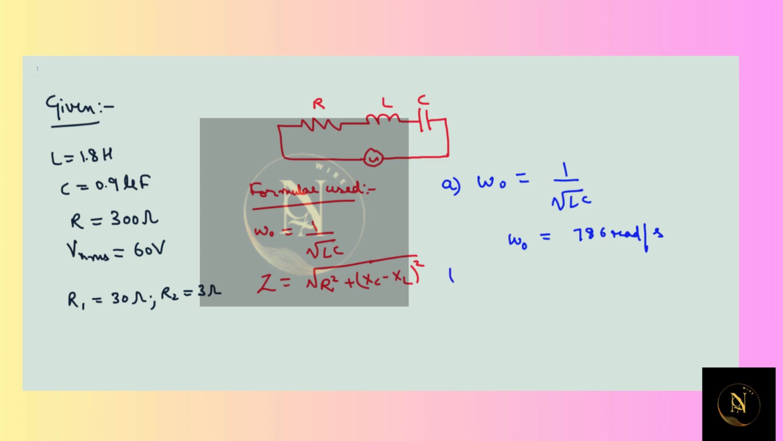Now we go to part B. Let's find out the impedance first. So Z is equal to, putting all these values here, and we know that XC is equal to 1 over omega C and XL is equal to omega L. At resonance frequency, at omega equals omega naught, we can find out the values of these.